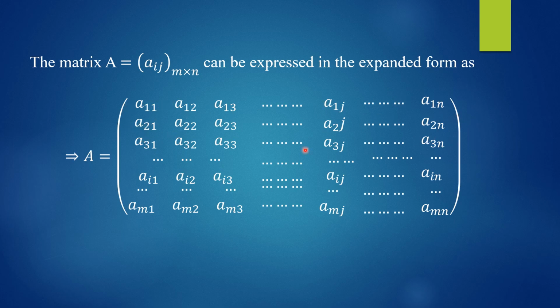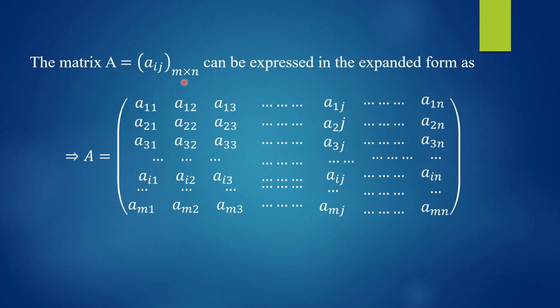You see these horizontal lines, these are called the rows of a matrix. This is row number 1, this is row number 2, this is row number 3 and so on. This is row number m. And in a similar way, these vertical lines are called the columns of a matrix. This is column number 1, this is column number 2, this is column number 3 and so on. This is column number n.